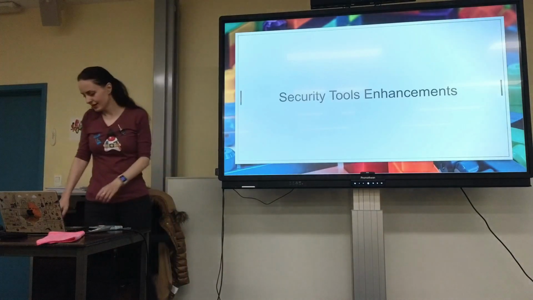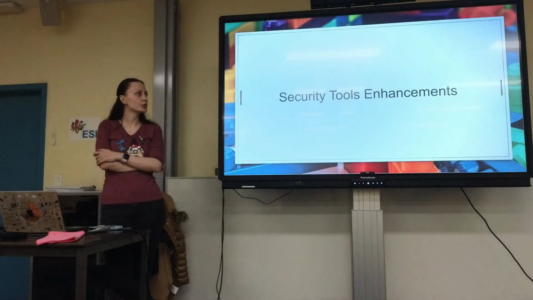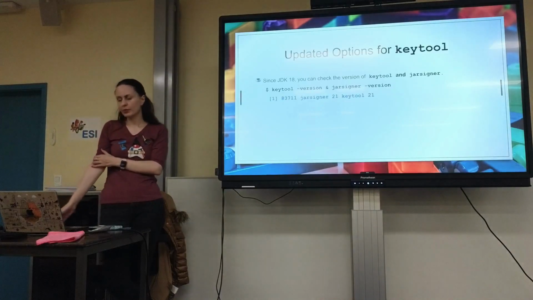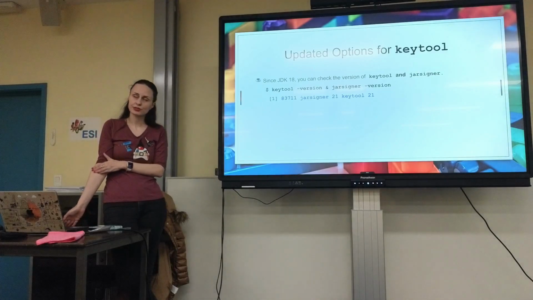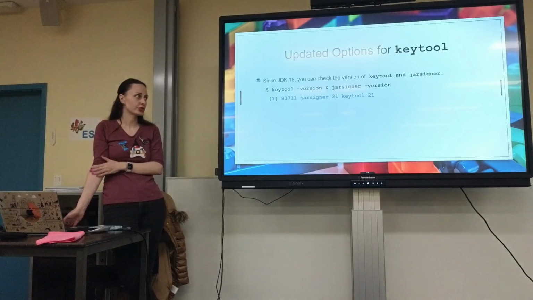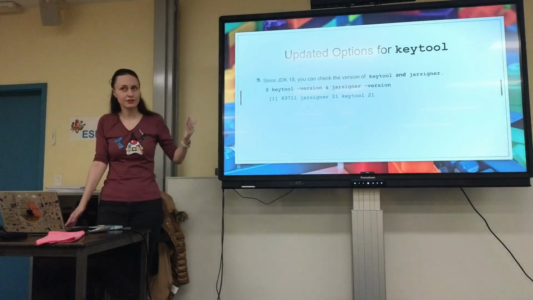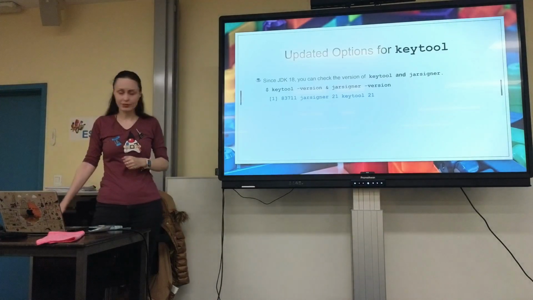Okay, so we're going to go to the next part, the security tools. There are a few enhancements that came to the security tools as well. Since JDK 18, you can check the version of keytool and jarsigner. So for example, you have a keytool or a jarsigner on some kind of a server. You don't know which JDK version they belong to or how they were put there. You can now check with -version.